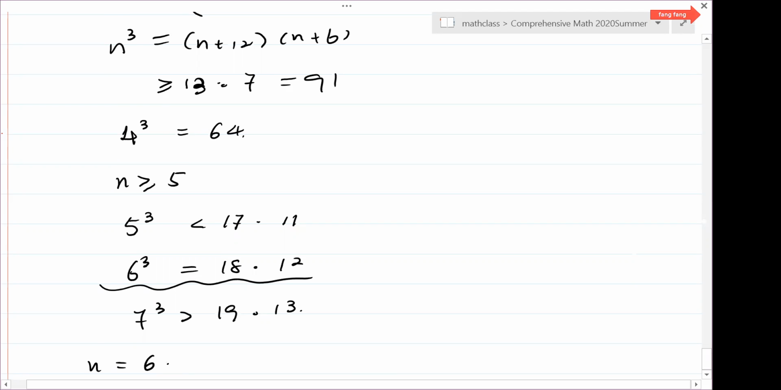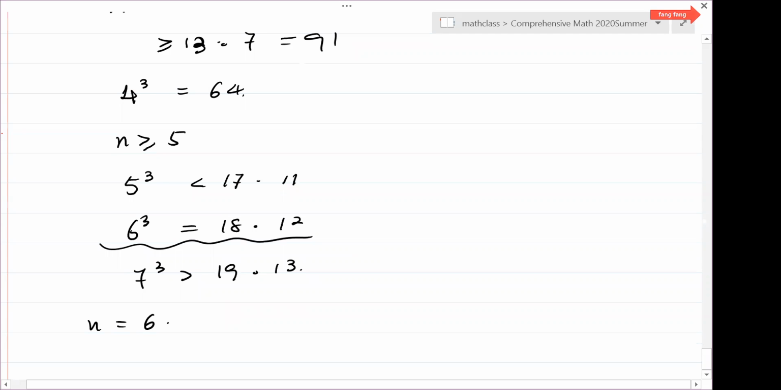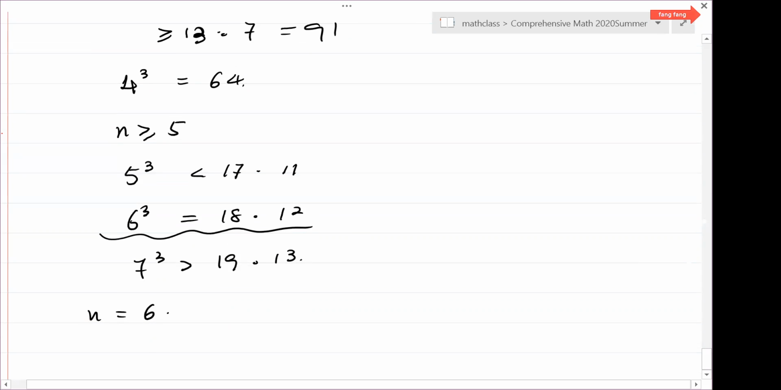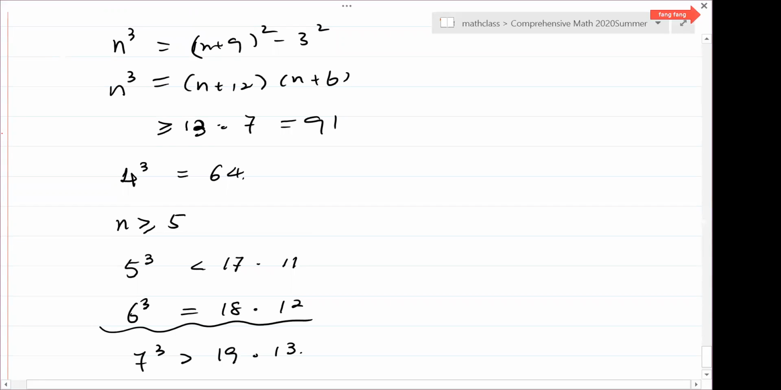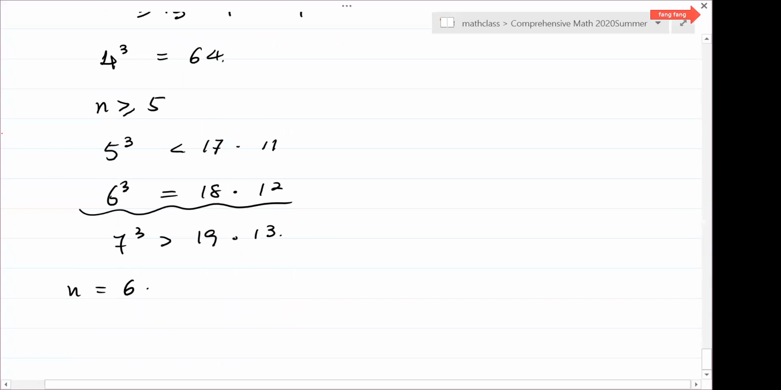Why are there no other solutions? Why is this enough? Because n cubed grows faster than the square. After you find out 7 cubed is greater than 19 times 13, then after that you know n cubed is always greater than n plus 12 and n plus 6.